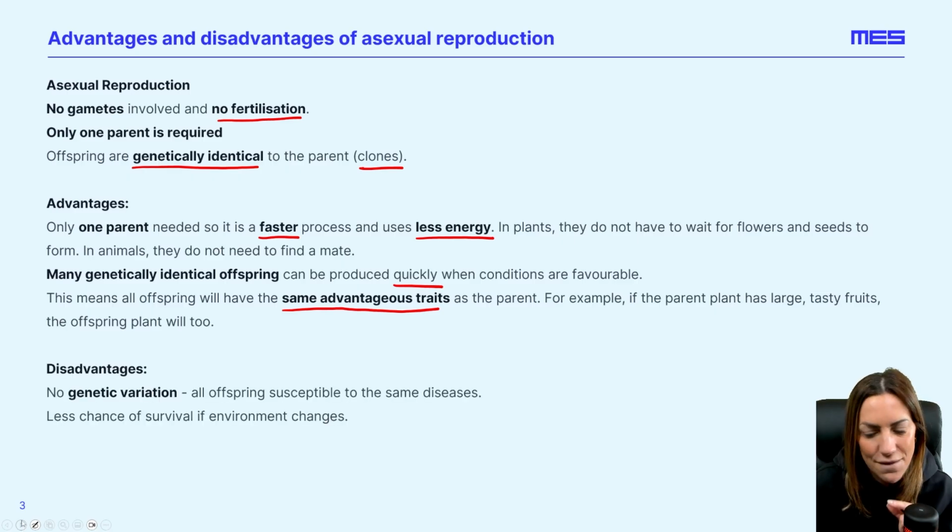material. Disadvantages, though, obviously with this type of reproduction, there is no genetic variation. The offspring are genetically identical. So all the offspring are potentially susceptible to the same disease. So if the environment changes, all the offspring could be killed. If there's a new disease introduced, all the offspring could be killed. So there's less chance of survival because they don't have that genetic variation. So they don't have the opportunity to undergo natural selection where the most suited to the environment will survive and reproduce. They're more likely to all be killed by a severe environmental change.